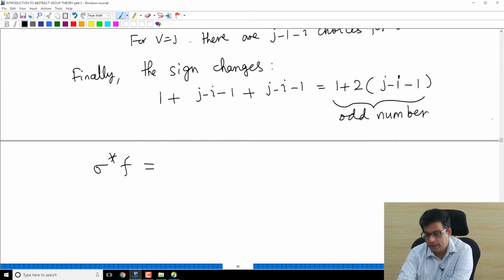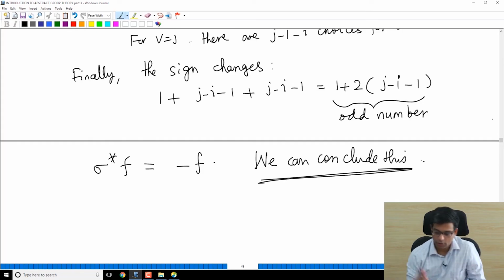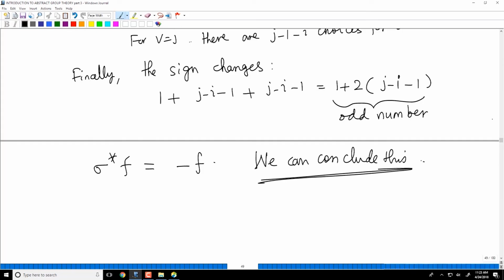No matter what I and J are, twice this number is even. So 1 plus that is an odd number. So you have an odd number of sign changes. So this is sigma star. We can conclude this. Right? Sigma star F is minus F. So this is what I have said some time ago.